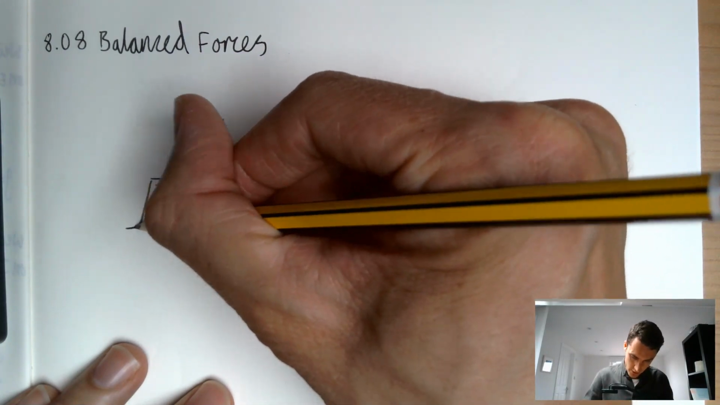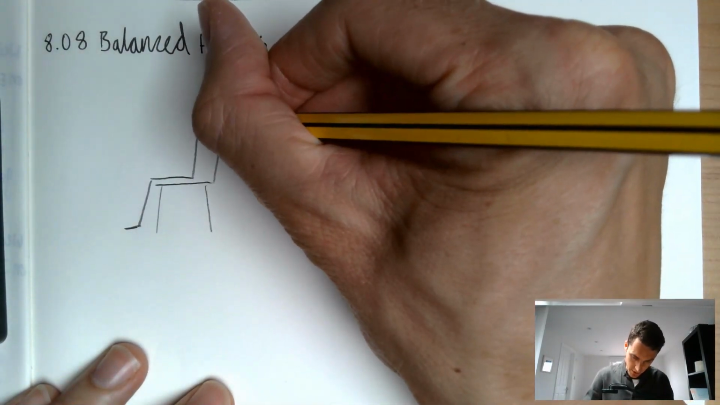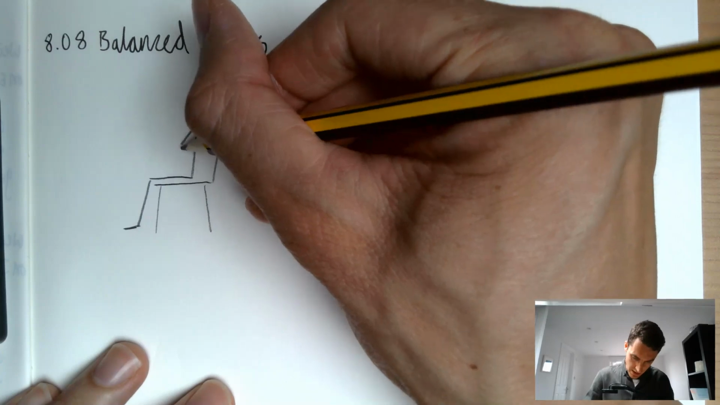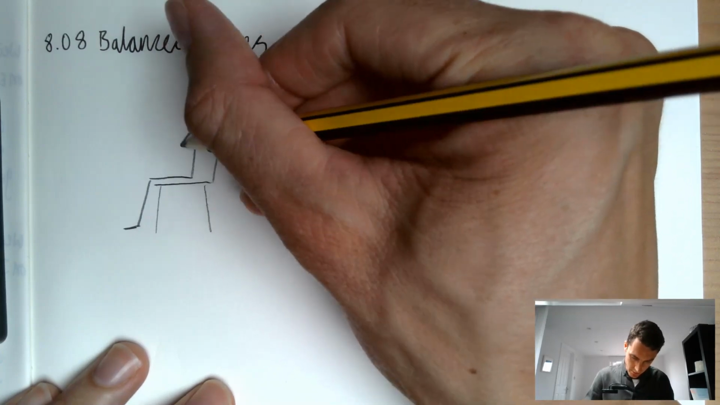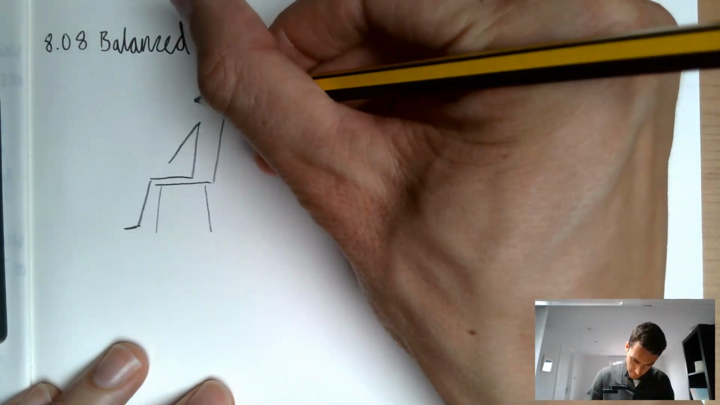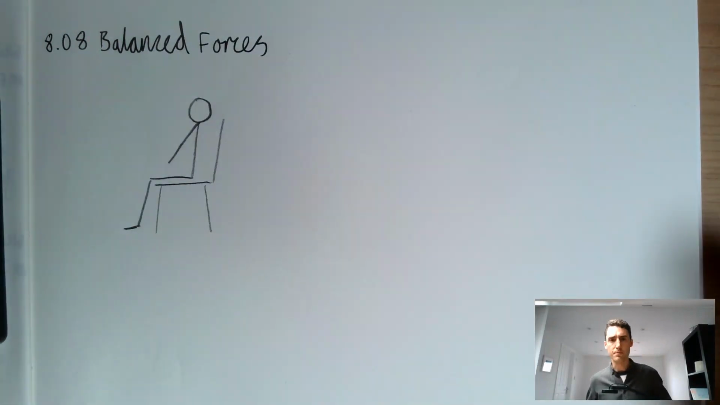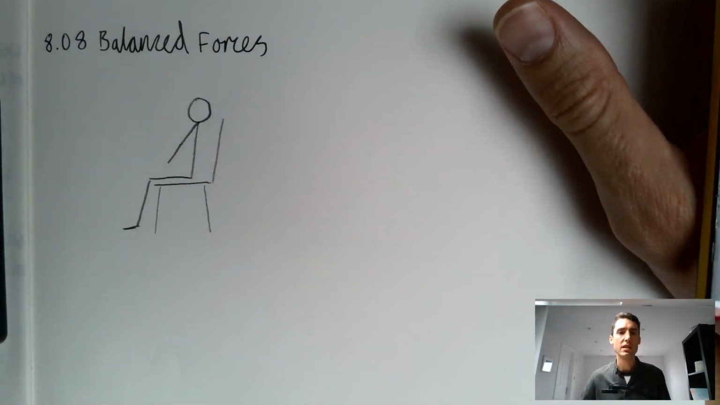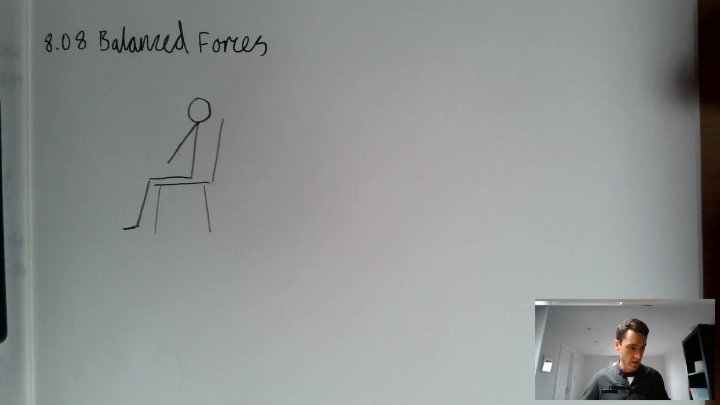Hopefully it's not too confusing that this person seems to be floating in space. Let's just put the arms down like that. So here is a person. Again, this is just a really simplified version of what's going on.